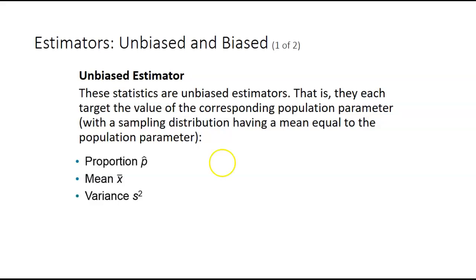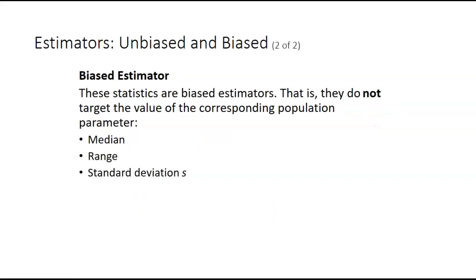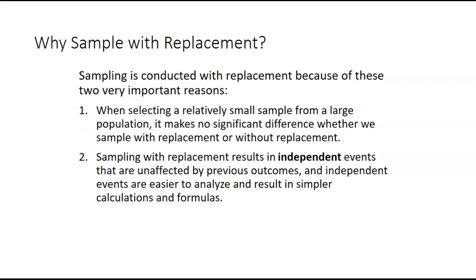Okay, so the three unbiased estimators that we're going to be working with are the p-hat for proportion, x-bar for mean, and s-squared for variance. So it's important to know each one of those and also to know what they target. Some of the biased estimators that we were not really going to work with: we saw that range did not work well. Median also doesn't work well. Standard deviation actually introduces a small bias, and so sometimes we do work with standard deviation, but in general it is considered to be a biased estimator.